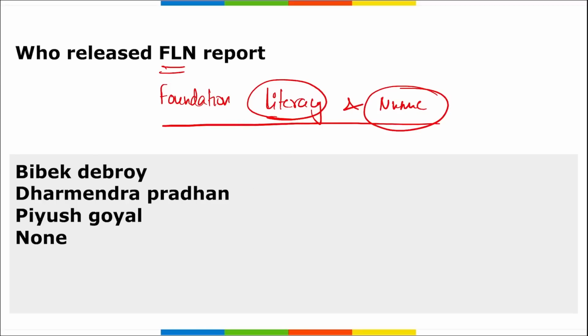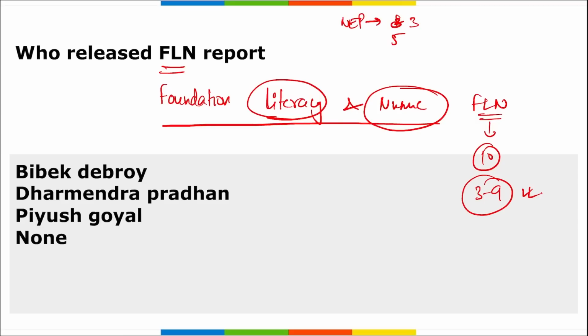Basically, this FLN program was launched for children who are below the age of 10 years. That means we can say for 3 to 9 years of age, or 3 to 8 years. As it is a foundation, under NEP, the stages that were launched, that is 5, 3, 3, 4, this comes under the foundation stage. So this is for the early childhood development of children, where they will be learning about numbers and words.